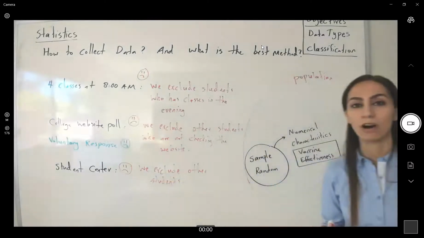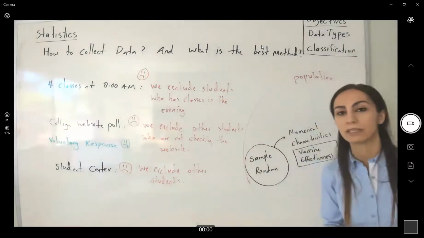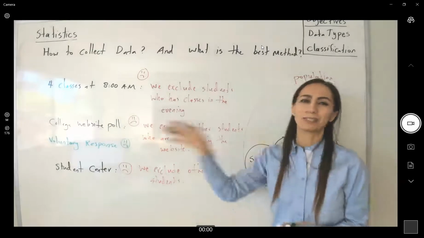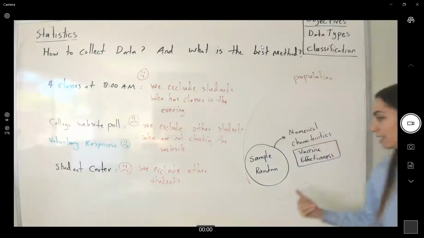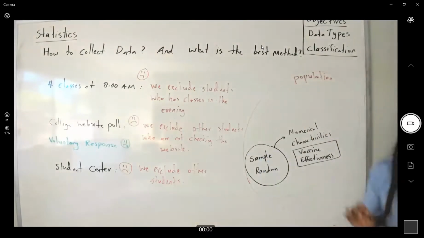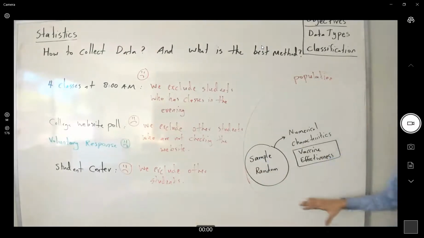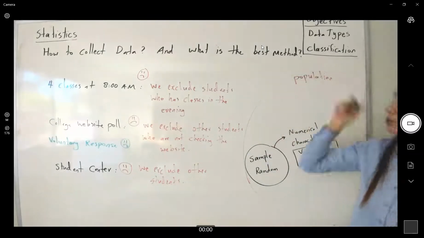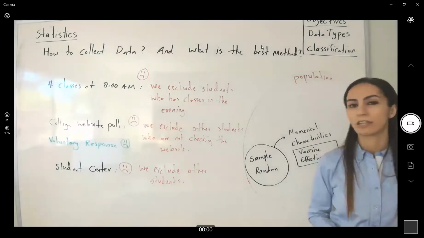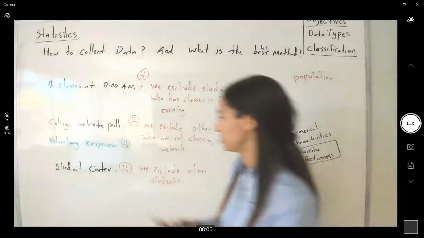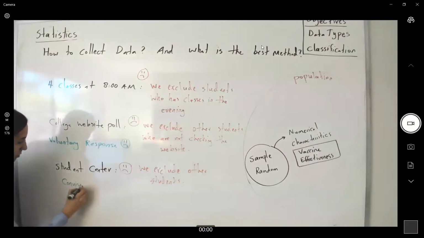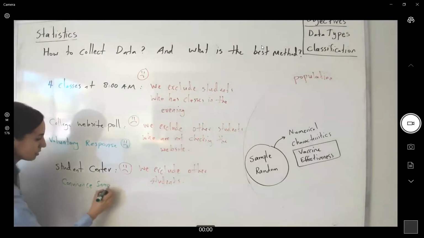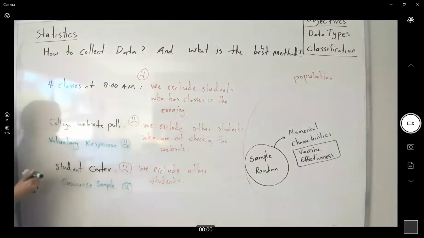This is an example of convenience sampling, which is convenient. It's easier for me to go there and stand there and ask questions. No one knows. But it results in not effective numerical characteristics. So if I just generalize that information to the college population, it's not going to be effective. So, convenience sample, which is not good.